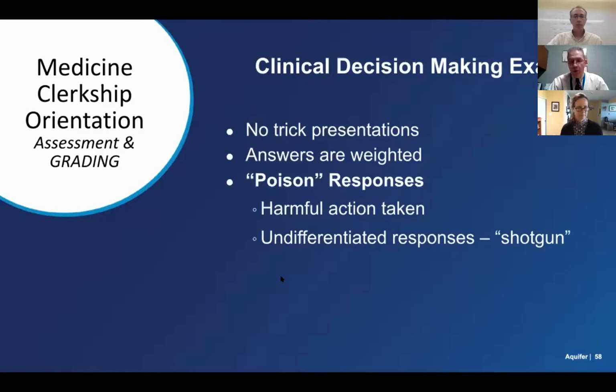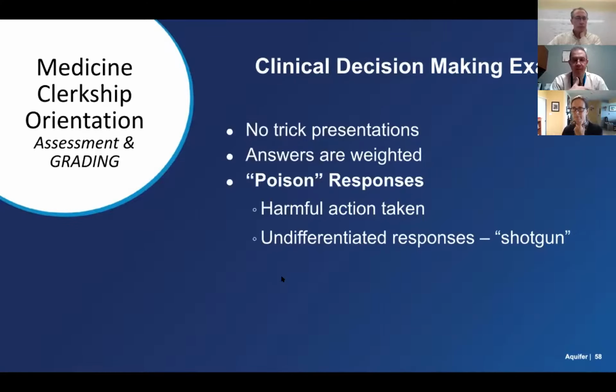One of the things they do that's unique too is that they also include some poison responses. What is a poison response? A poison response is when they choose to do something that could potentially be harmful for the patient. Sometimes, maybe ordering a CT scan and exposing the patient to radiation or contrast dye with a GFR of less than 50 could be a harmful experience for the patient.